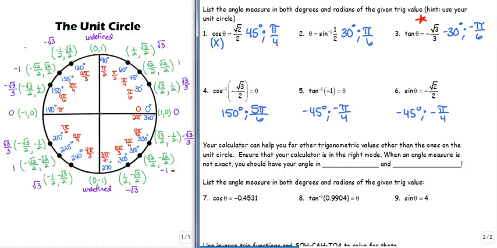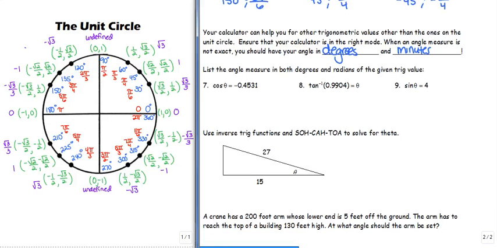So this is exact answers from your unit circle. You should also be able to do this in your calculator. So your calculator can help you for other trig functions. Ensure that your calculator is in the right mode depending on what is being asked of you. When an angle measure is not exact, you should have your angle in degrees and minutes for your degree answers. For radians, you should just round to the nearest hundredth or whatever your directions say.